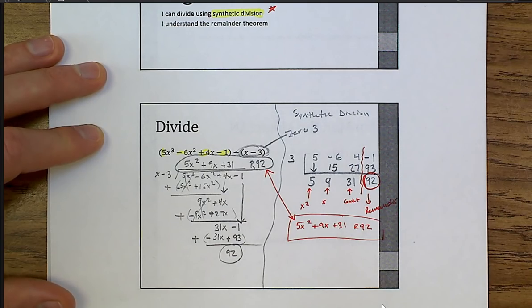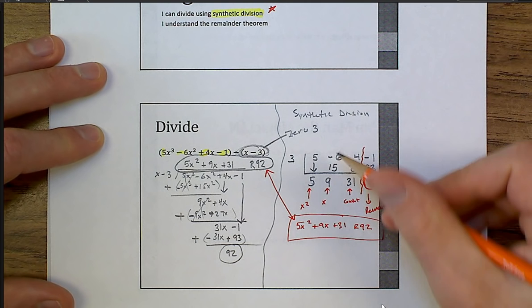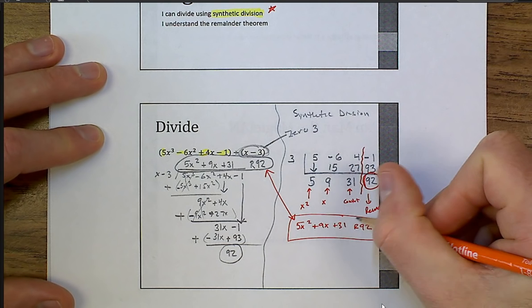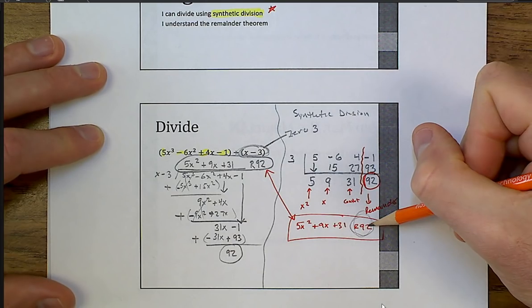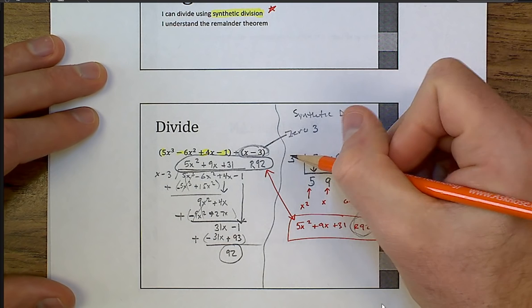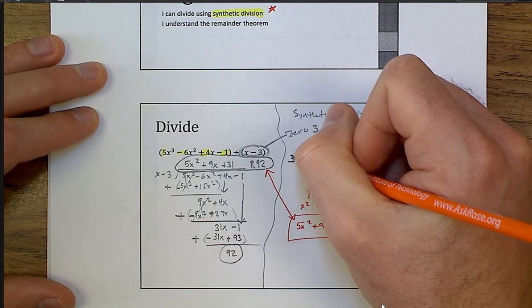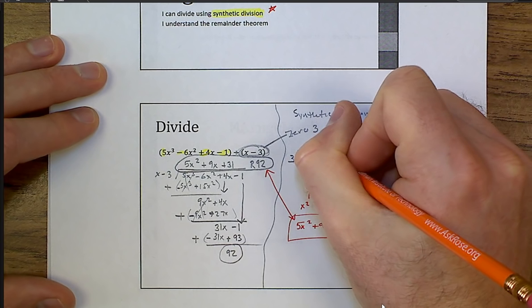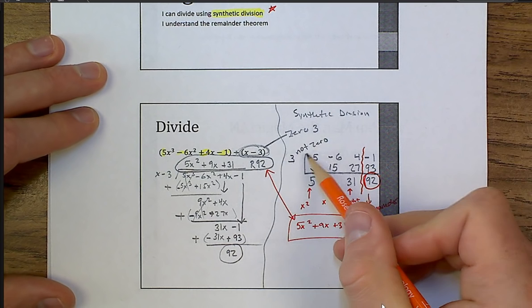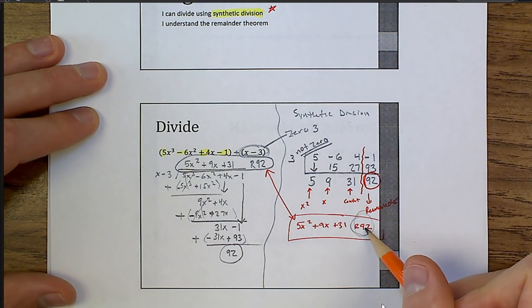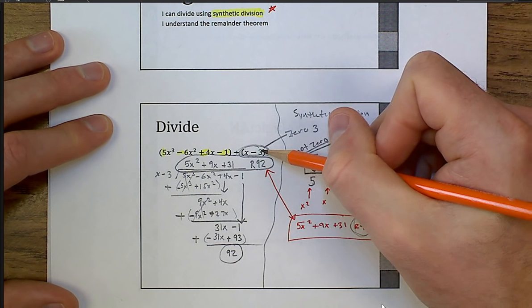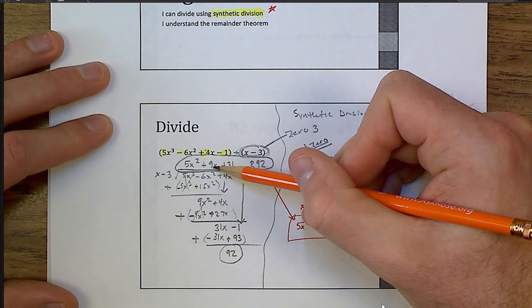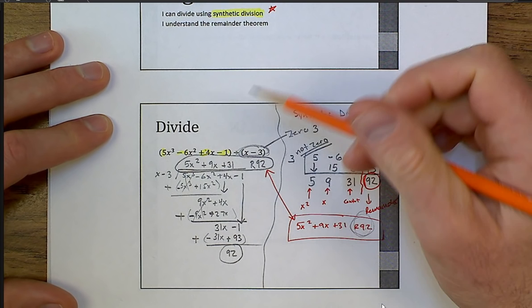Now, what's important here? I want you to understand what this means when you have a remainder, because I think some students miss this. What does it mean when you have a remainder other than 0? That means that 3 is not a 0. If it was a 0, you would have a remainder of 0. Okay? So x minus 3 is not a factor. It does not divide evenly because you have a remainder. That's important to know moving forward.